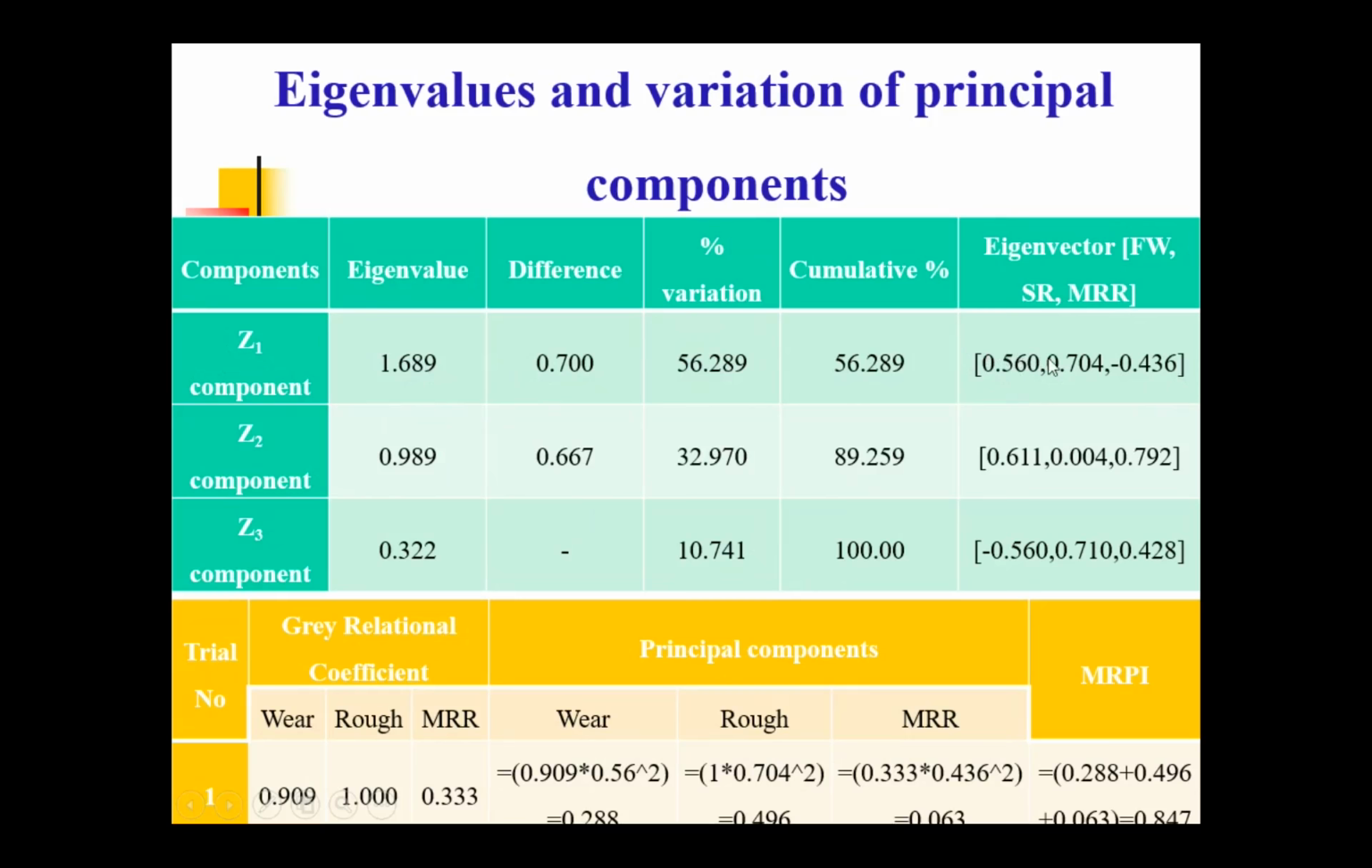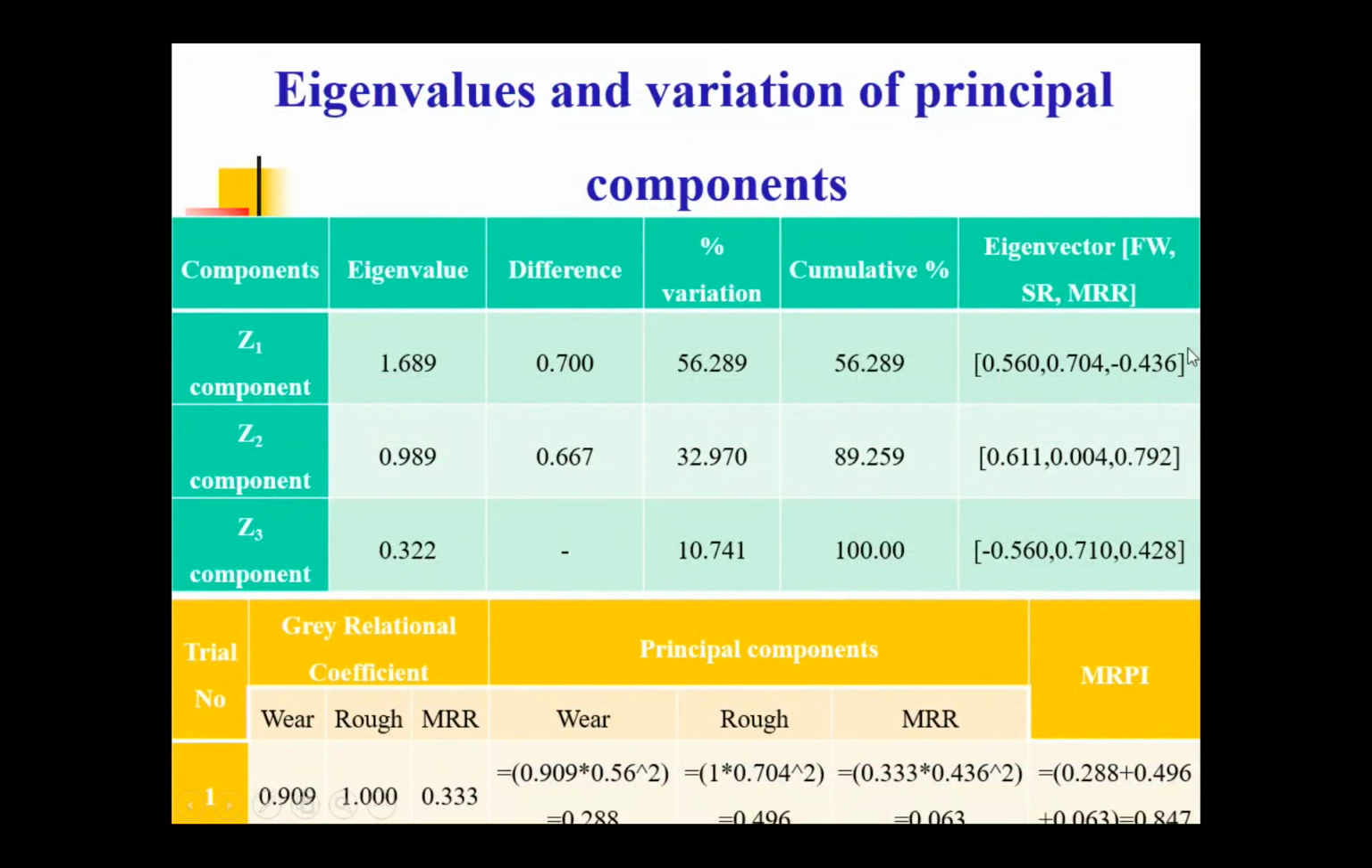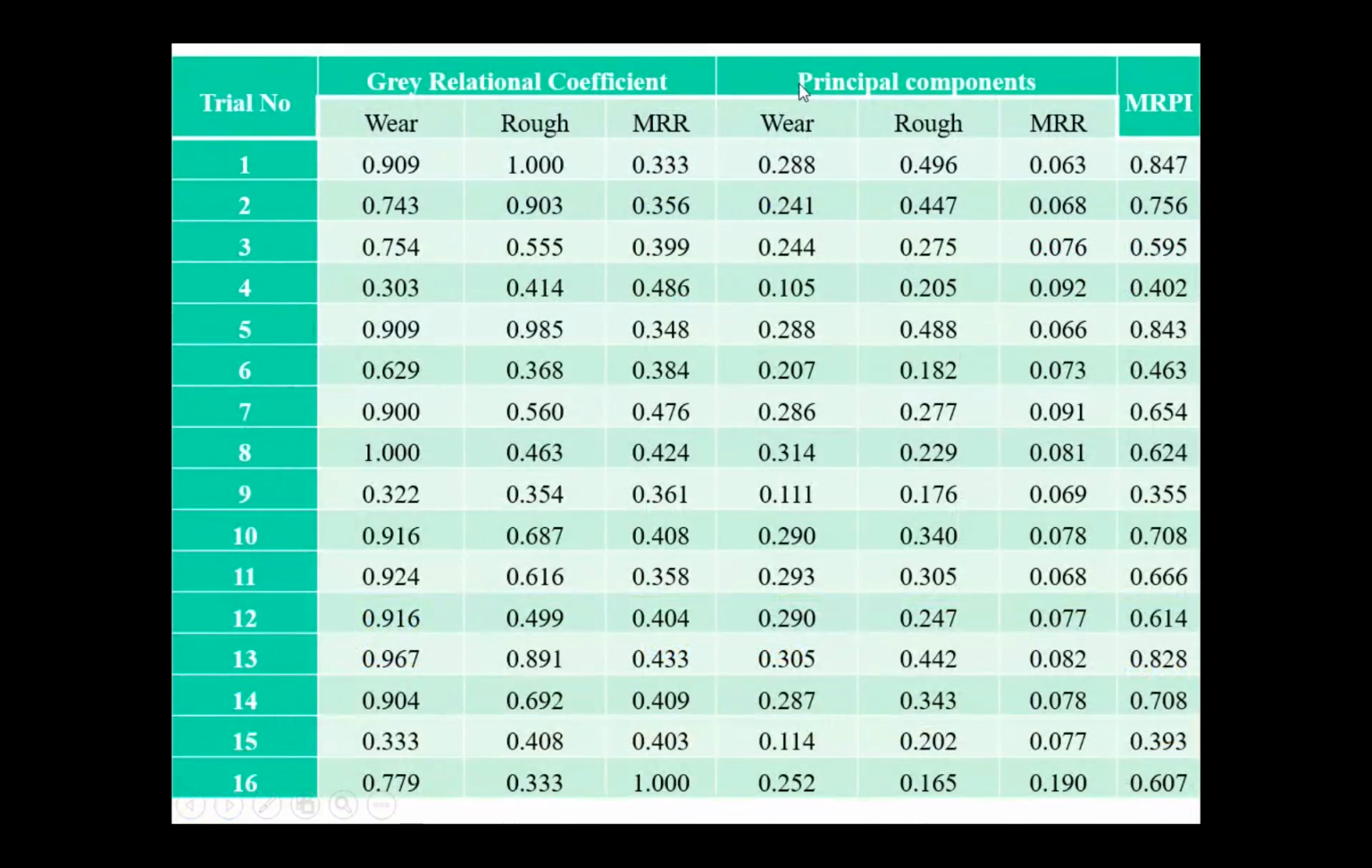So 0.560, 0.704, minus 0.436. The first is for flank wear, because my outputs are wear, roughness, and MRR. The first one is for flank wear, the second one is for surface roughness, and the third one is for material removal rate. Now, how is this principal component derived, and on what aspects is this multi-response performance index arrived at?